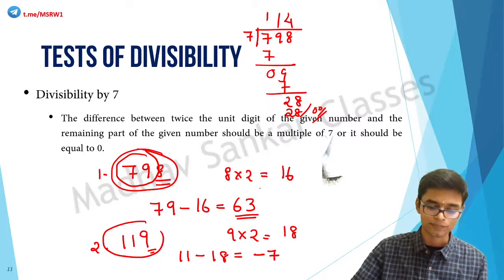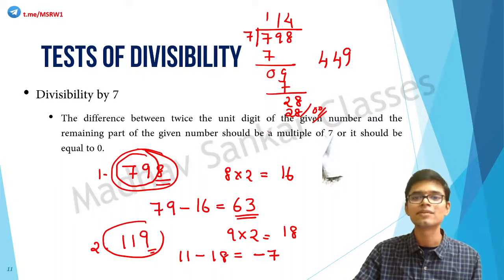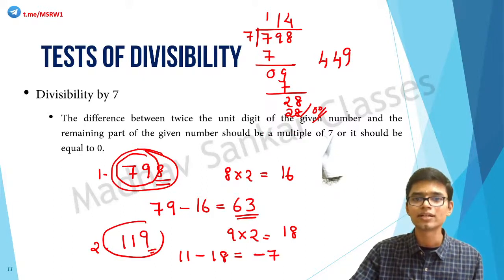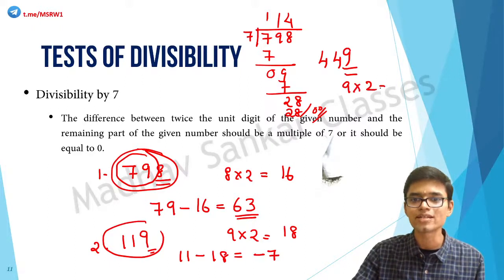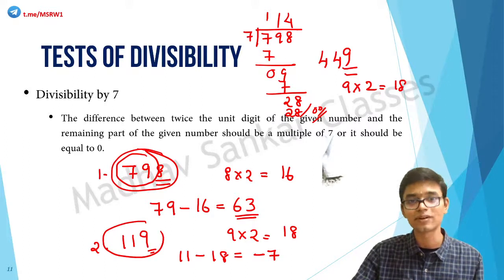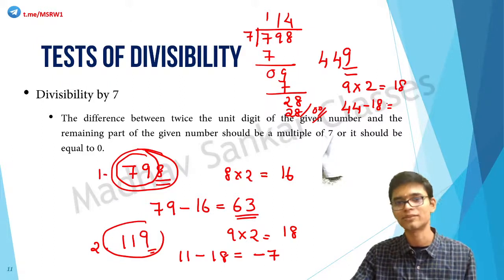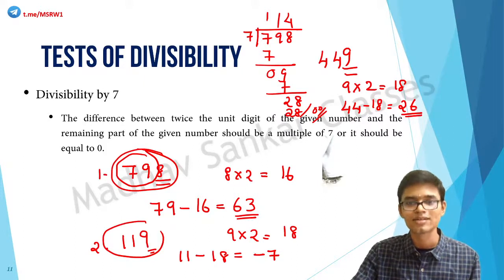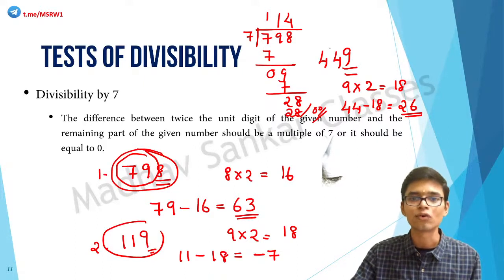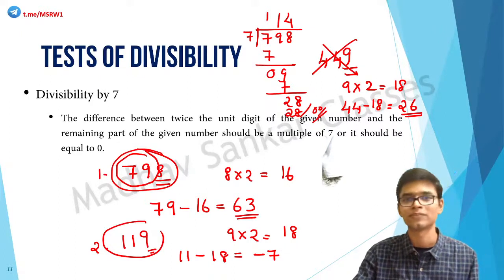Clear? Another one. 449. Is this divisible? How would we do it? Take the units digit and multiply it by 2. 9 into 2 is 18. Now subtract this from the remaining number. 44 minus 18 is what? 44 minus 20 is 24, plus 2 is 26. Is 26 divisible by 7? No. And therefore 449 is also not divisible by 7. I hope you understood the method. This is how you check for divisibility of 7.